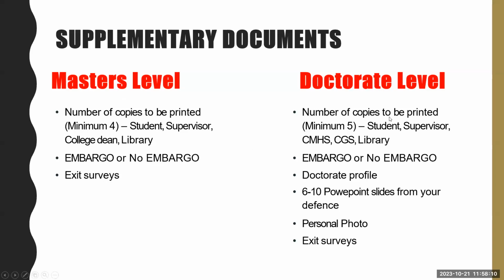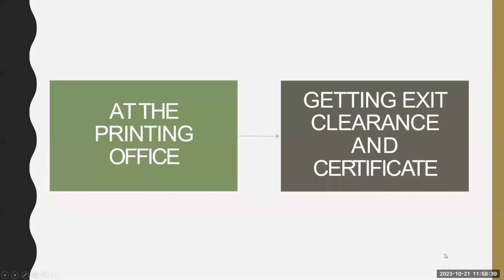The same thing for doctorate, but in addition, 1 copy, which is the CGS copy. So PhD students need to submit an extra copy. So they need to submit 2 copies to us. One of them is for the library, and the second one is for the CGS. Same thing, embargo and non-embargo. Doctor profile, usually it's 1 to 2 pages. The PowerPoint slides from the defense, personal photo, and exit surveys.